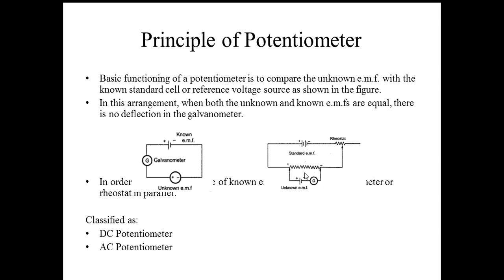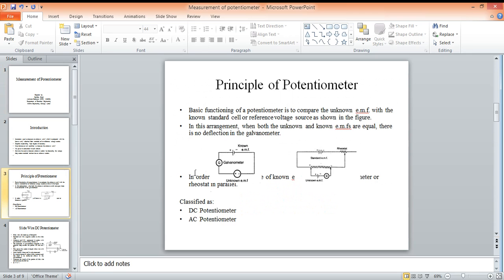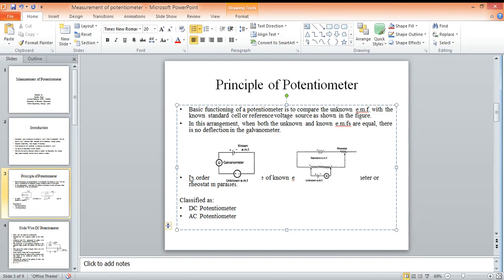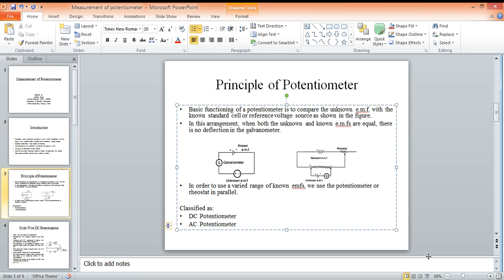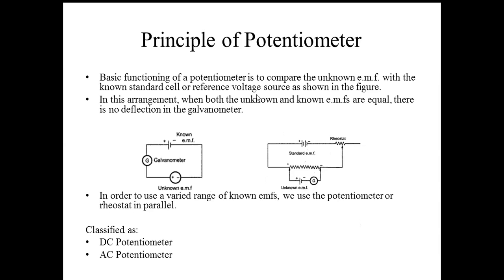In this method, what we are doing is connecting a rheostat in series with the standard EMF, and alongside that, we are putting the combination of the galvanometer and unknown EMF in parallel with the resistance. There is a sliding contact at both ends, and the known EMF is connected with the rheostat.